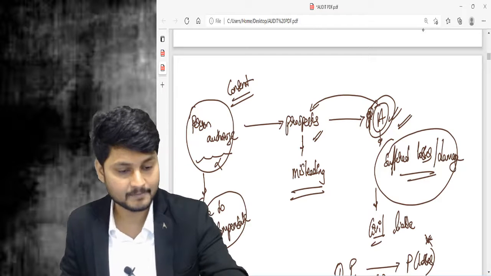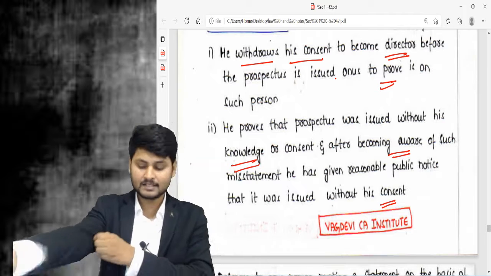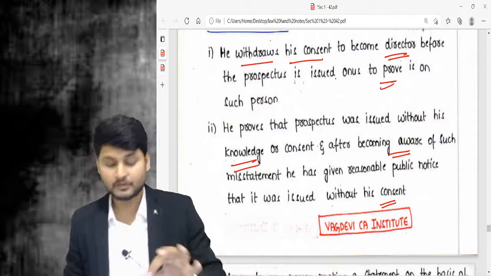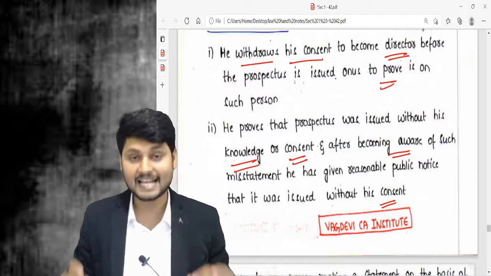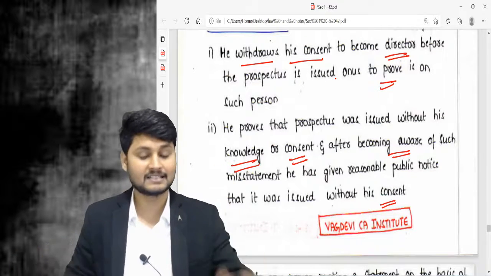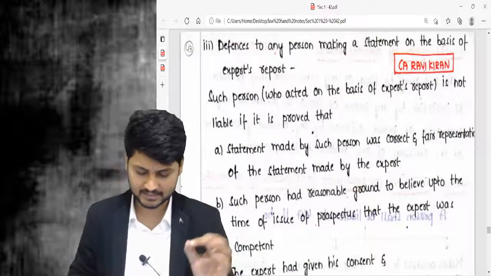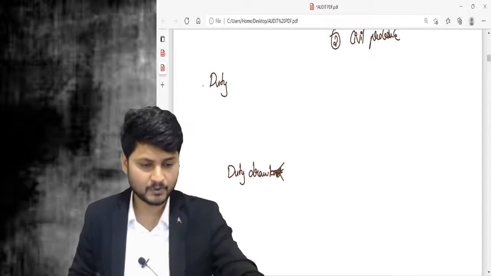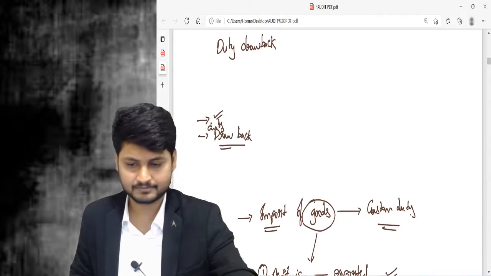civil liability. I guess the second point is clear for you. That is, what if he proves the prospectus was issued without his knowledge or consent, and after becoming aware of such misstatement, he has given the reasonable public notice that it was issued without his consent. This is the second point. Come to the third point. Before going into this third point, let us discuss one point which is very, very important.